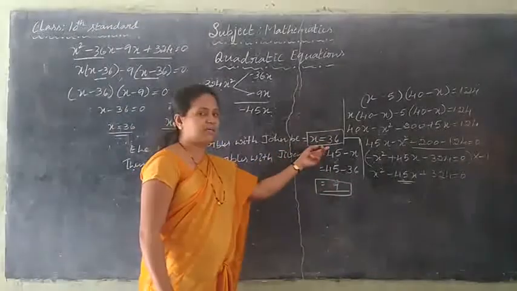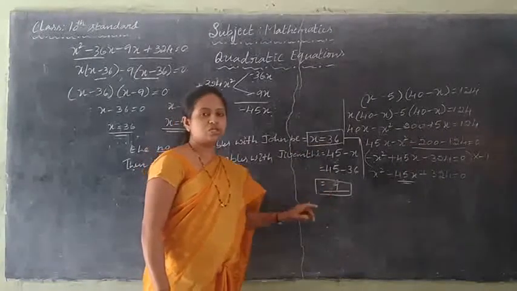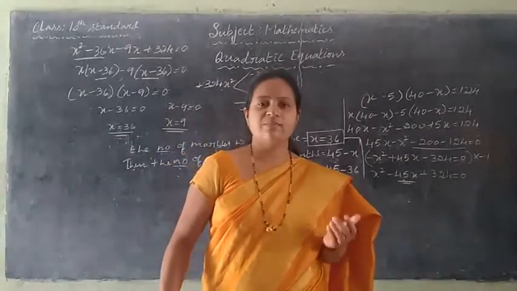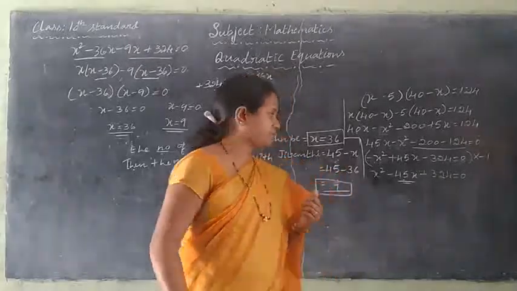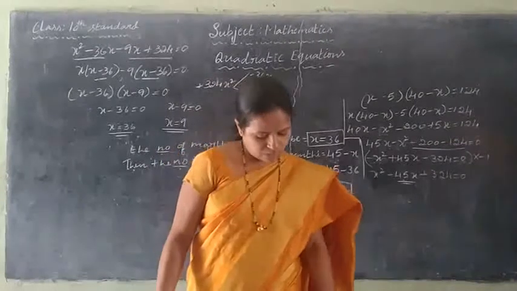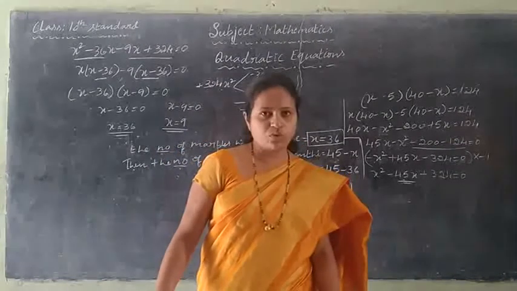Or if you have taken 36 here, you are going to get 9. That's it. Understood? So the number of marbles with John is how much? 36. In the same way, children, the number of marbles with Jivita is how much? 9. Understood? Okay. So in the example problem, children, I have solved the first one. The second one is there, just go through that once.